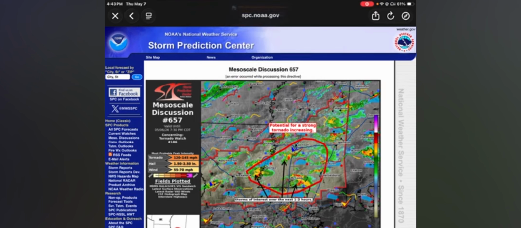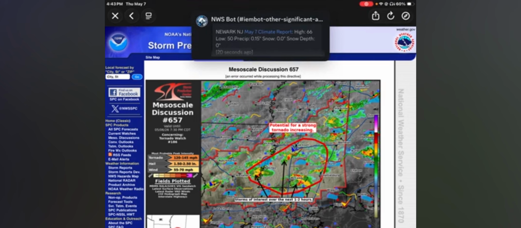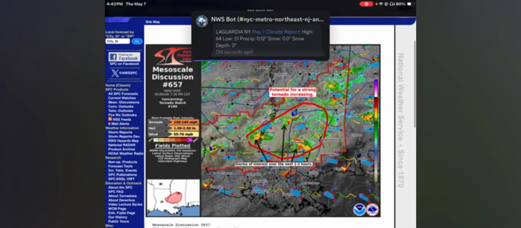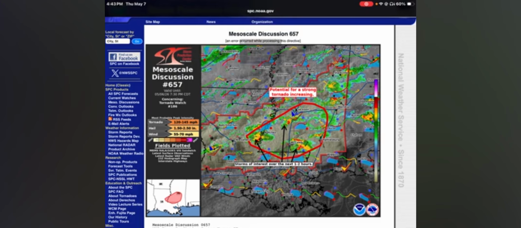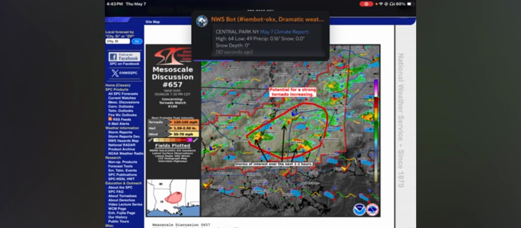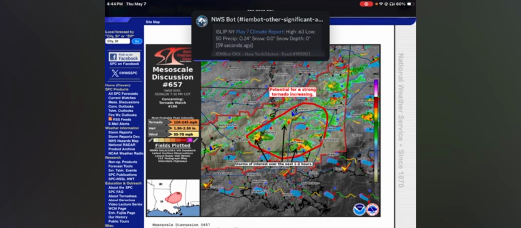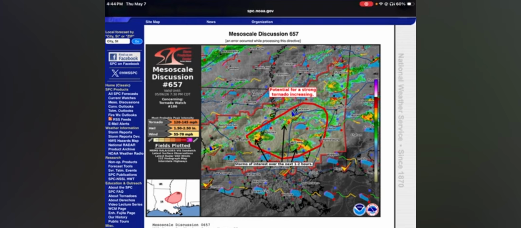Okay, this is where it gets scary. So this is where we are headed into the danger zone, the prime time for tornadoes. So, Mesoscale discussion number 657, concerning tornado watch number 186. Tornado probable peak intensity is 120 to 145. Hail is 1.5 to 2.5, and wind is 55 to 70. Fields plotted, radar and GOES VIS sandwich satellite. They say sandwich. Sandwich is just like a layered satellite layer. I don't know why they call it that, but they do.